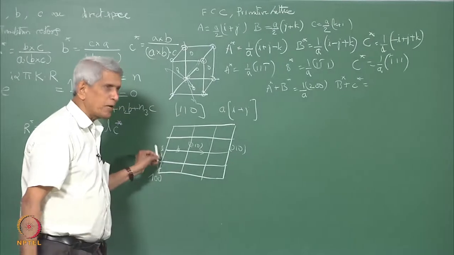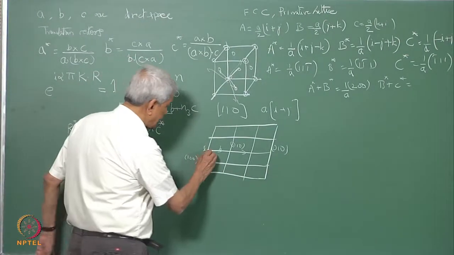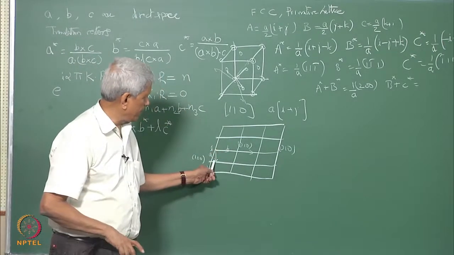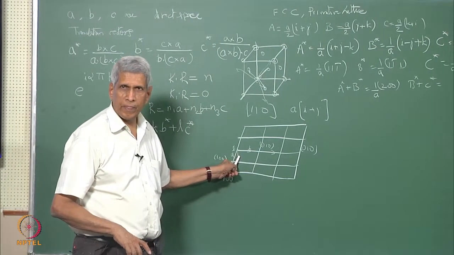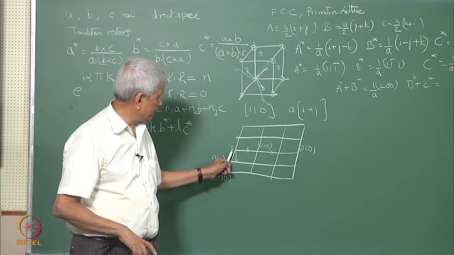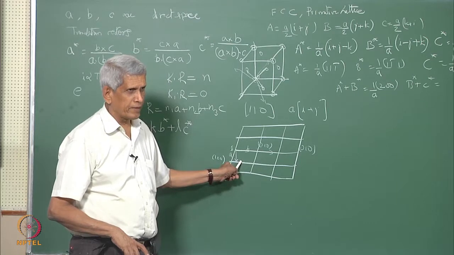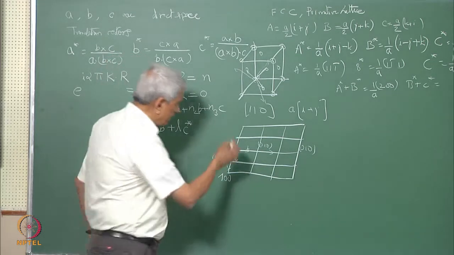What is the plane normal to these 1 0 0 planes? It is essentially drawing a, so this is the plane normal. What will be the magnitude of this value? That is, if this angle is theta, it will be a cos theta, right. That is what this value is going to be, is it not?